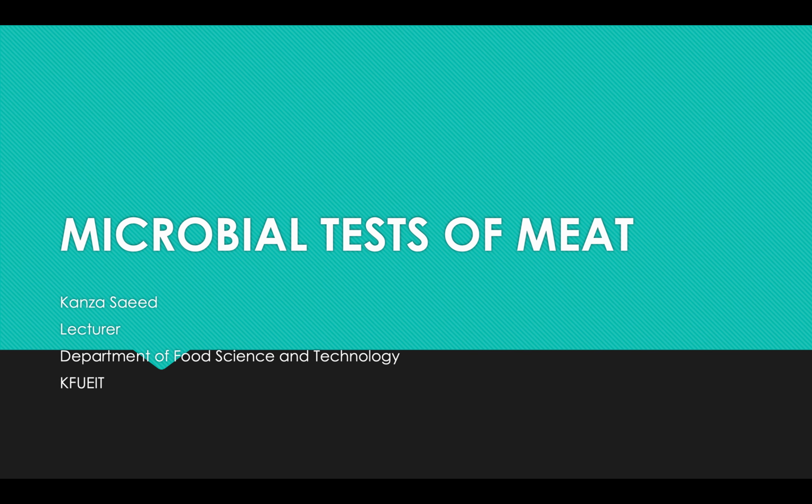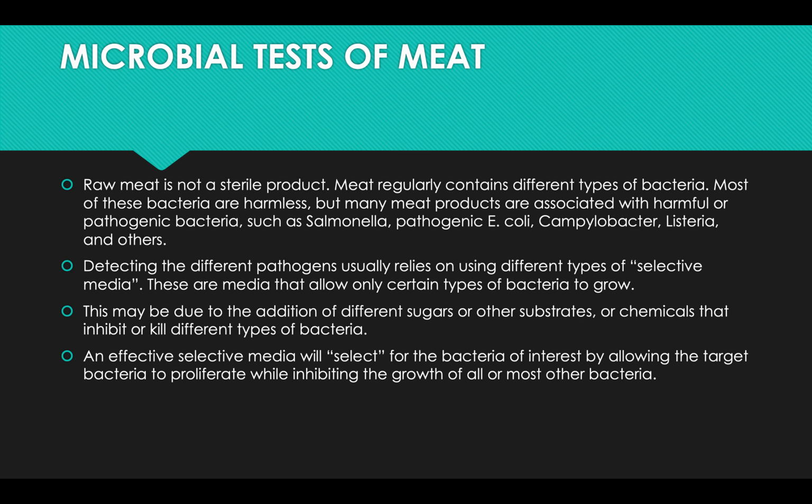Bismillahirrahmanirrahim. Today we are going to discuss microbial tests of meat. Meat is not a sterile product. Meat regularly contains different types of bacteria. Most of these bacteria are harmless, but many meat products are associated with harmful or pathogenic bacteria such as Salmonella, pathogenic Escherichia coli, Campylobacter, Listeria, and others.